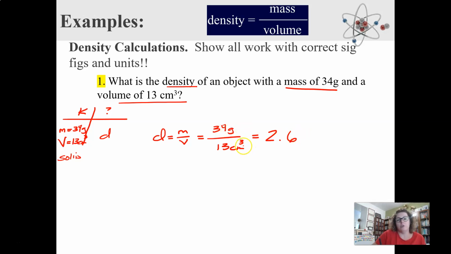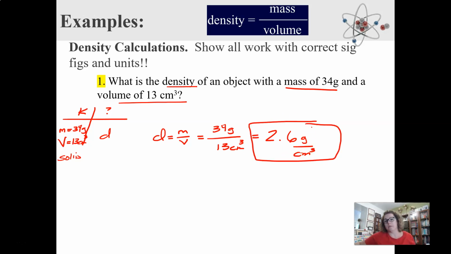You have all units still viable because nothing canceled out. Now remember, when you divide or multiply, they don't have to be the same units, but if they do cancel, then they cancel. My grams and centimeters cubed did not cancel, so you need to write both of them. So 2.6 grams per centimeters cubed. When I show math to my students, I always tell them to box their math answer so I know where to actually look.